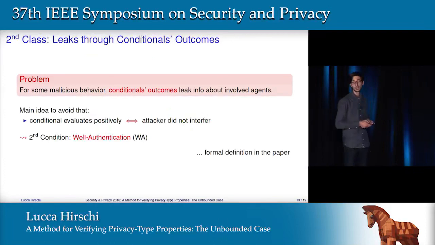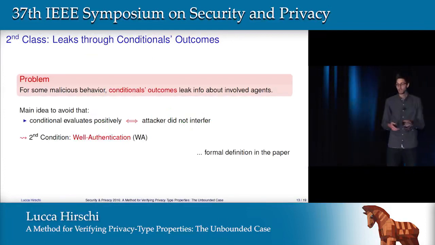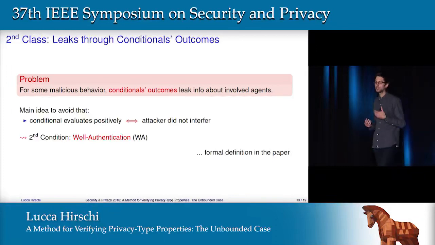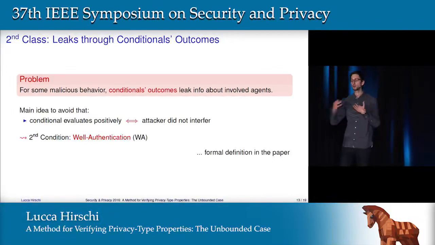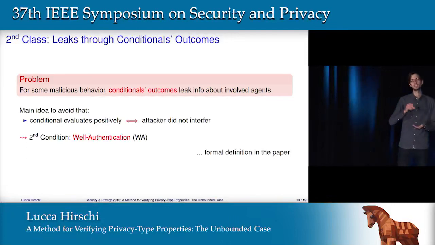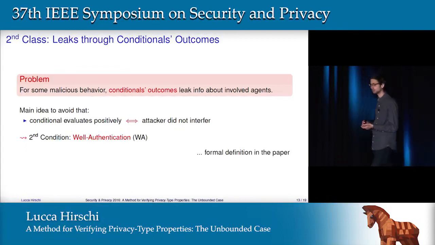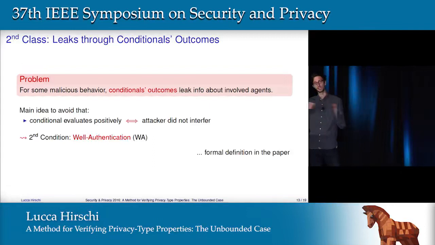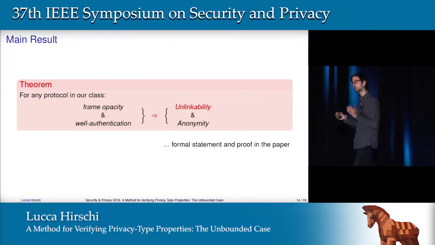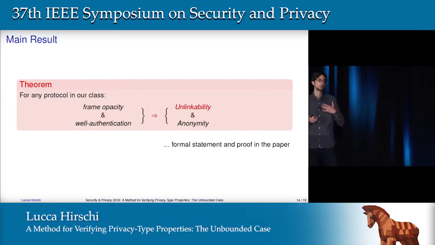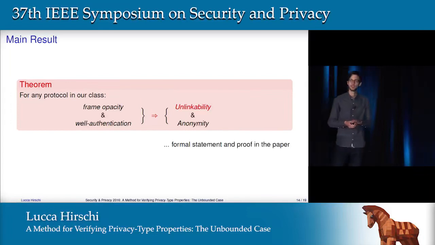So here the problem is that for some malicious behavior of the attacker, conditional outcomes leak information about involved agents. And again, our main idea to avoid that is to check that a conditional evaluates positively for a specific user if and only if the attacker did not interfere in the execution of that user. And again, this is the main idea behind our second condition called well authentication. And now I can state our main theorem saying that for any protocol in our class, if the protocol ensures our two conditions, then it ensures immutability and anonymity.